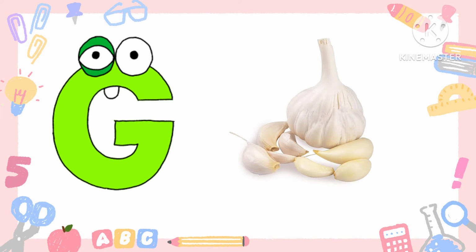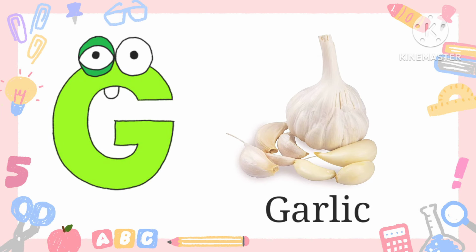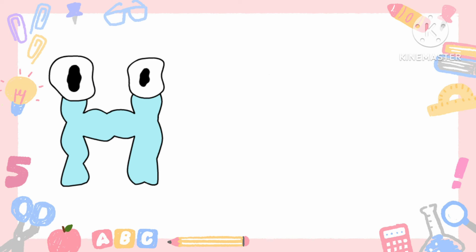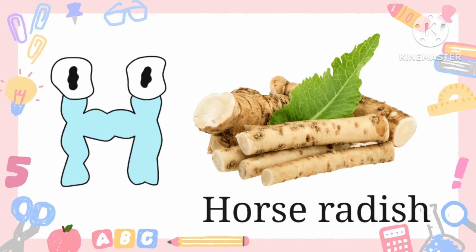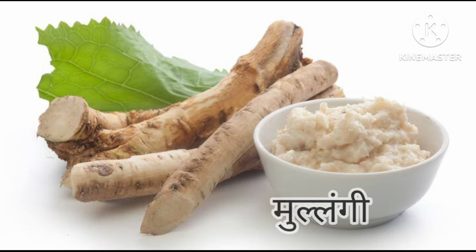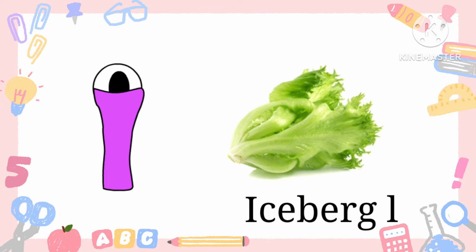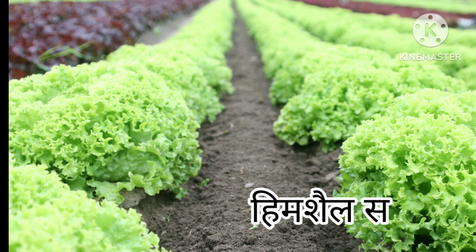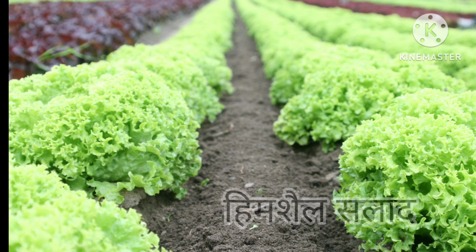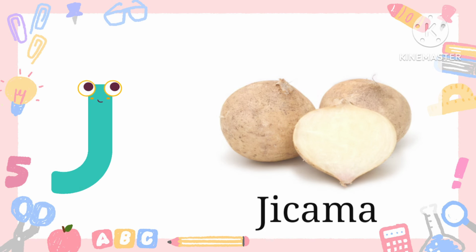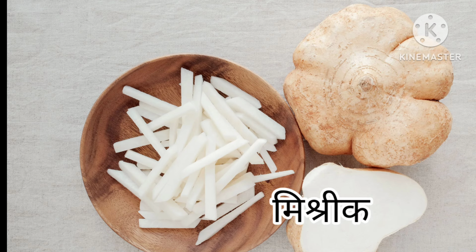G. G for garlic. Hindi mein lehsun. H. H for horse radish. Hindi mein mulangi. I. I for iceberg lettuce. Hindi mein him shell salad. J. J for jicama. Hindi mein mishri kand.